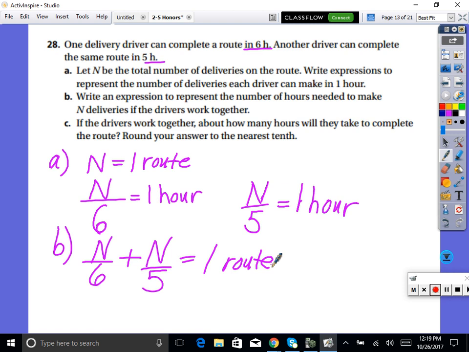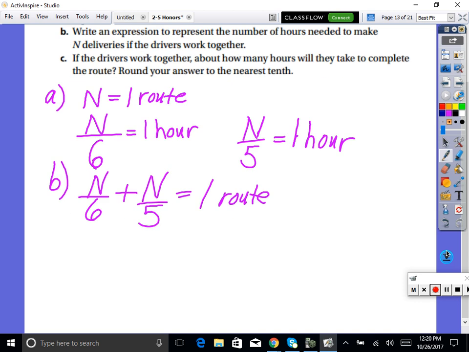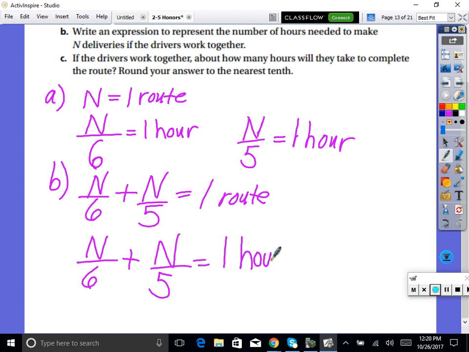So now one day their boss comes to them and says, okay, you usually get done in 5 hours. You usually get done in 6. I need you guys to go quick though, so you're going to go together and get this done as fast as possible. Part C says, okay, well if they are driving together, then how many hours will it take them to do that same route? So our true statement is this. N over 6 plus N over 5 equals how much we can get done in 1 hour.